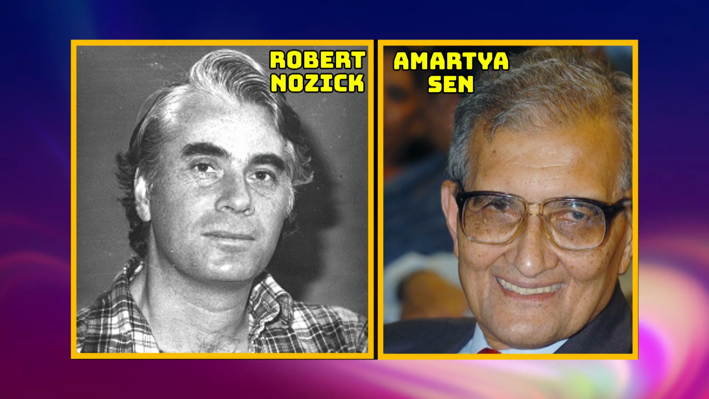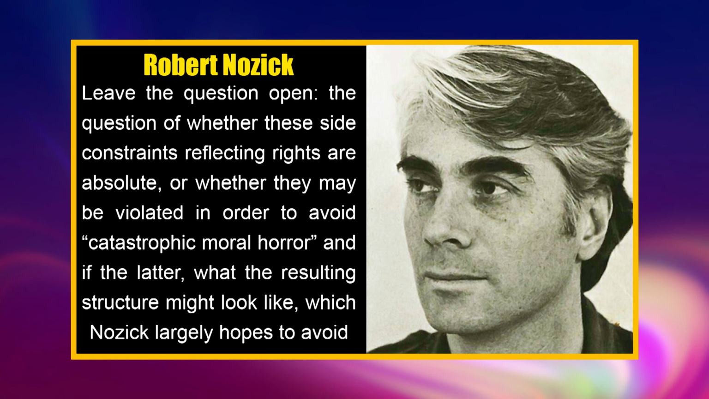Sen maintains Nozick recognized the problems that his system could lead to, where he proceeded to make a possible exception to the case in which the system advocated by him, with complete priority of libertarian rights, would lead to what he called catastrophic moral horror. Nozick does, however, leave the question open: whether these side constraints reflecting rights are absolute or whether they may be violated in order to avoid catastrophic moral horror, and if the latter, what the resulting structure might look like, which Nozick largely hopes to avoid. Nozick puts overarching emphasis on the self-evident nature of the importance of liberty.